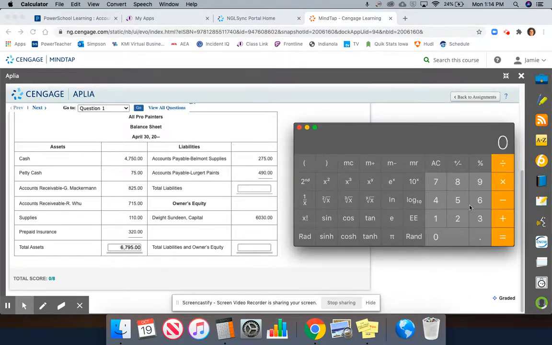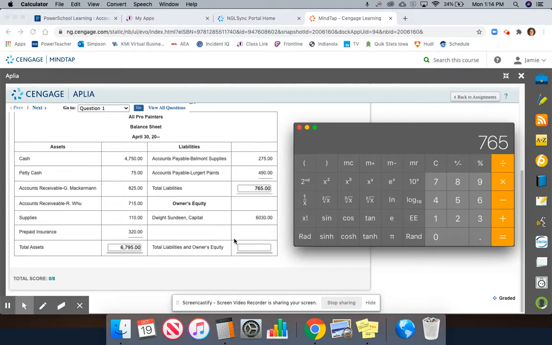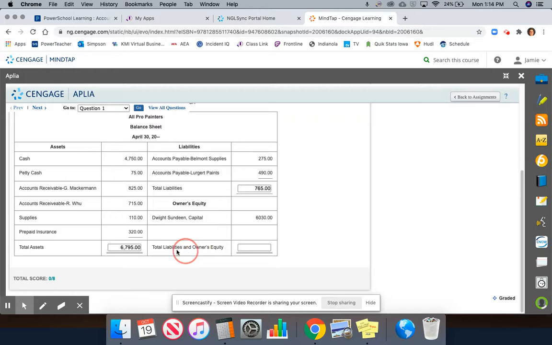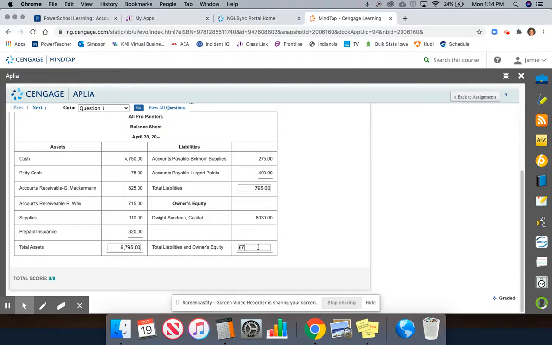So we have 2 liability amounts, $275 plus $490. So our total liabilities is $765. And we want our liabilities and owner's equity. So we're going to take our total liabilities, $765 plus that $6,030, and we have $6,795, which is perfect. Our assets, $6,795, and our liabilities and owner's equity, $6,795. So our balance sheet balances. And that is work together 7-2.